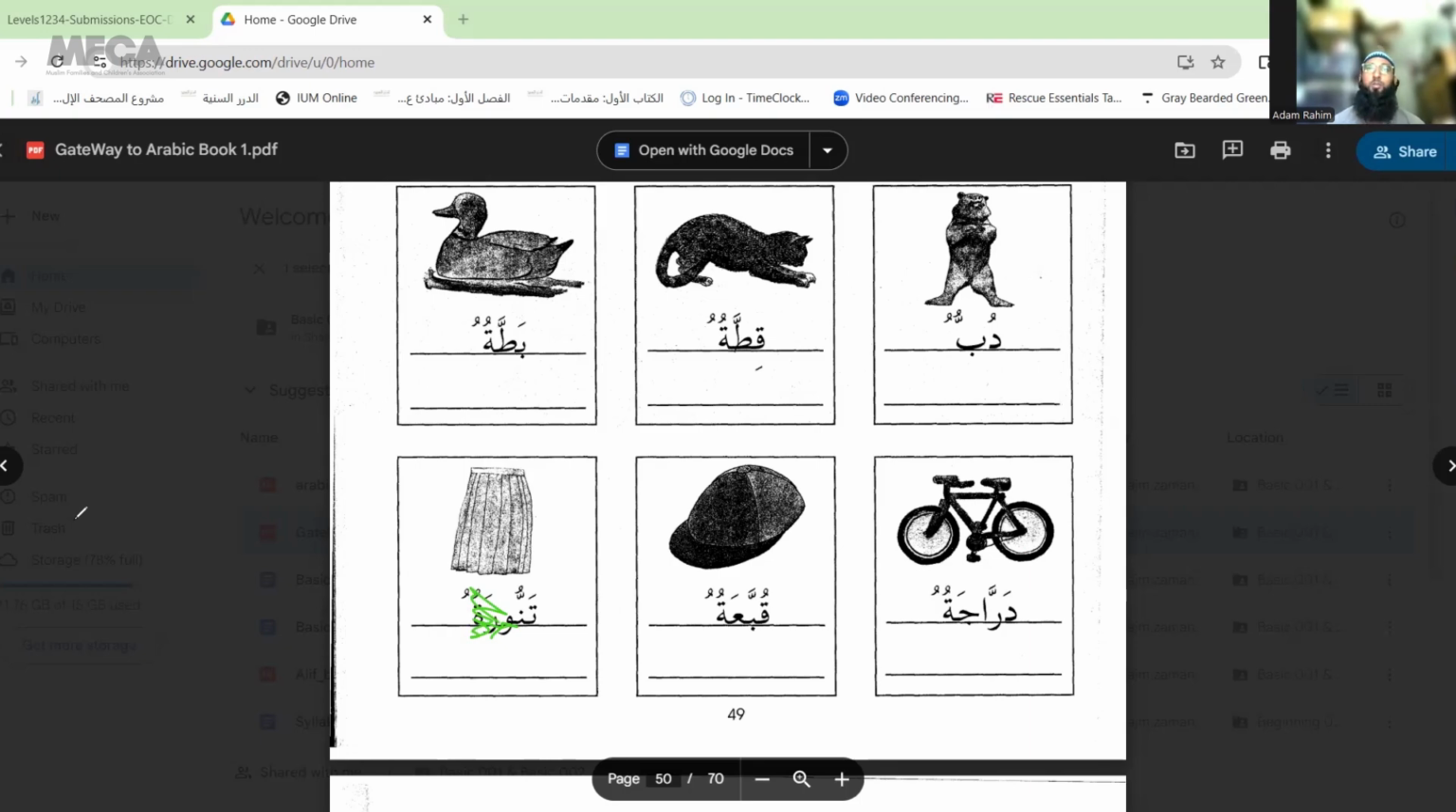The ta and the noon should be directly connected together. Touch them together. No space in between them. Their sound will be connected, not separate. There you go. Ten. And you hold it. So it'll be tennu. Tennu. Very good. And then ra.